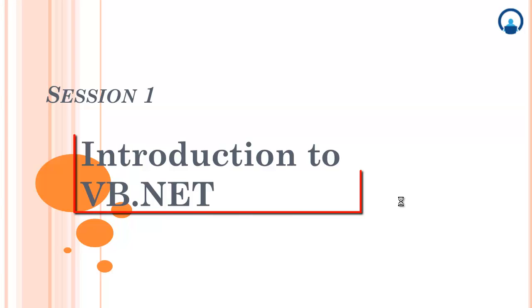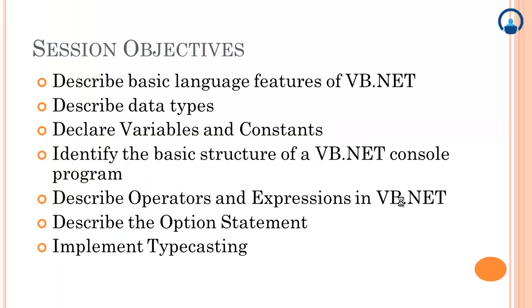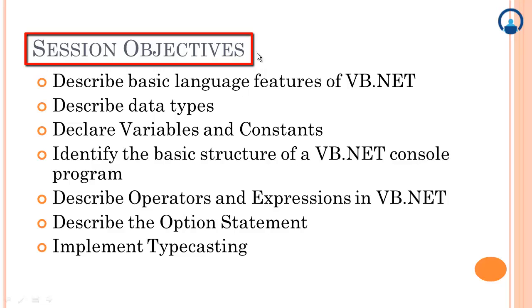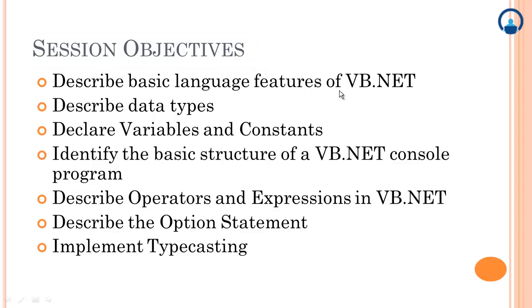In today's session, Introduction to VB.NET. These are our current session objectives. We are going to describe the basic language features of VB.NET, describe different data types used in VB.NET, declare variables and constants, identify the basic structure of a VB.NET console program, describe operators and expressions used in VB.NET, describe the option statement, and implement typecasting using VB.NET.